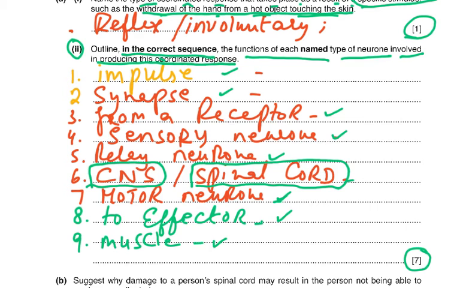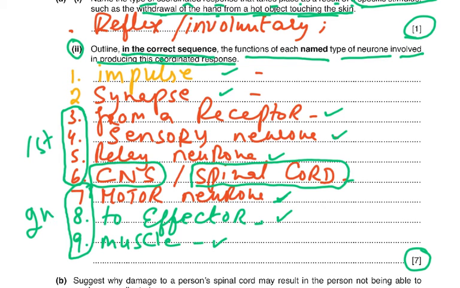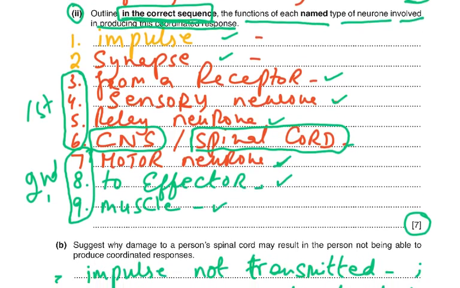Now, in the mark scheme, the sequence must have been correct. The sequence was 3, 4, 5, and 6. So 3, 4, 5, and 6 points must be ticked before points 7, 8, and 9. So these should have come first, and then these should have come second. Why? Because somewhere, of course, you could have mentioned 1 and 2. So it had said in the correct sequence. So that was important that you gave me the correct sequence of it, and that would get you your 7 marks.